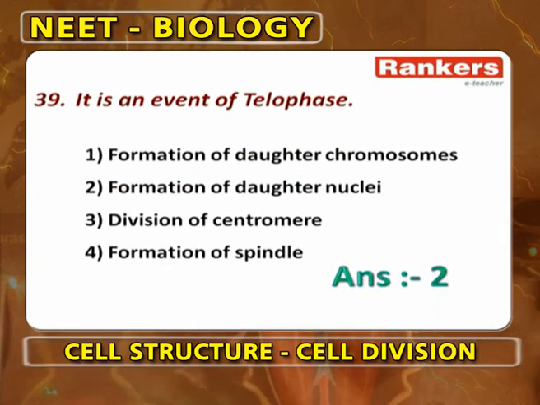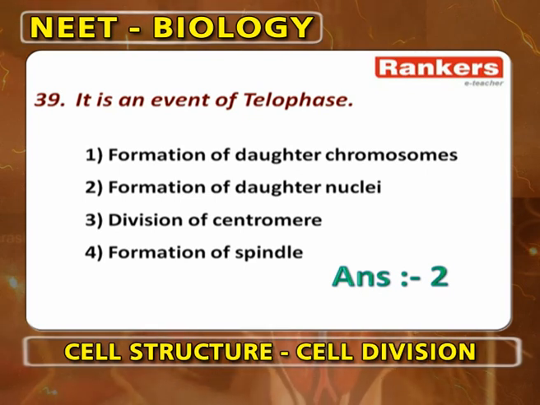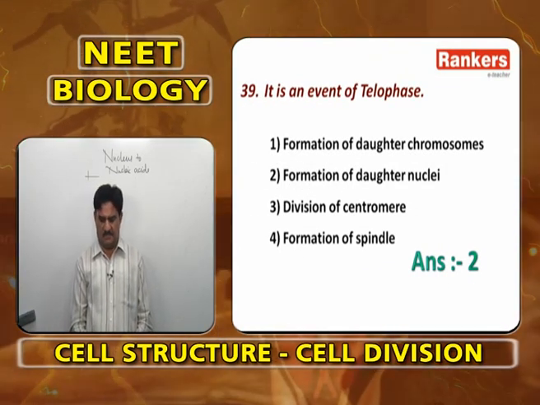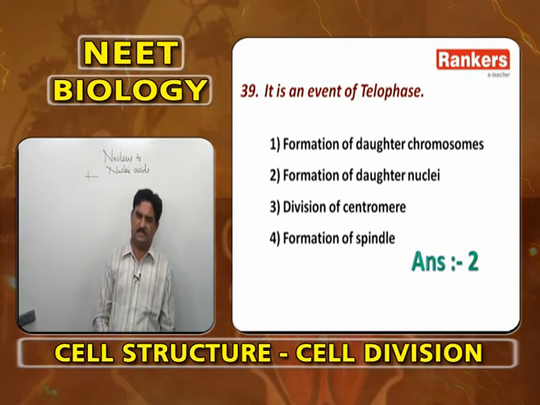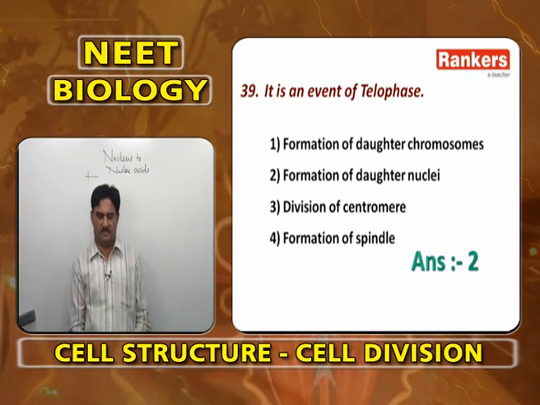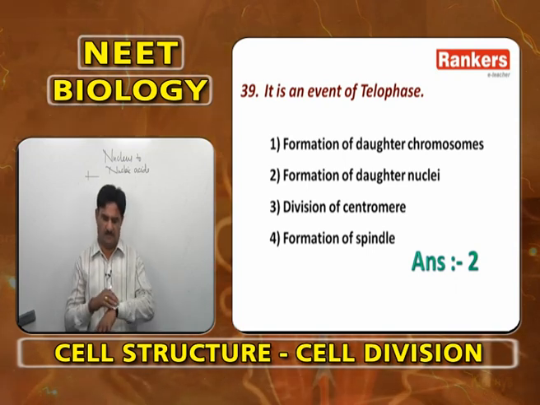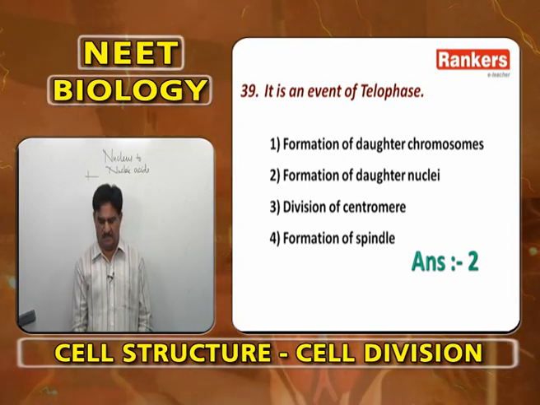It is an event of telophase. Formation of daughter chromosomes is wrong. Formation of daughter chromosome is an event that occurs in anaphase. Division of centromere, anaphase. Formation of spindle fibers is metaphase. What is the event of telophase? Formation of daughter nuclei. Formation of daughter nuclei always occurs in telophase.